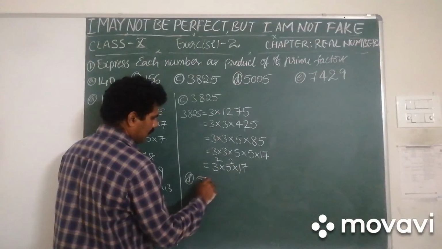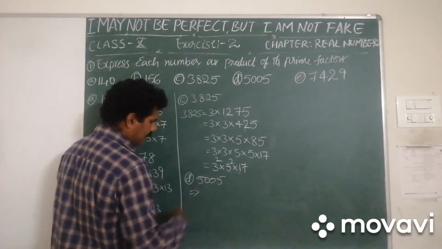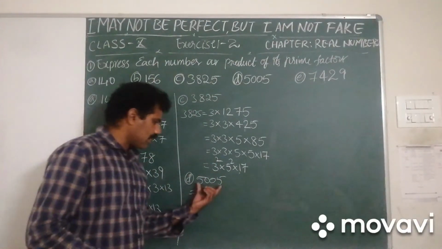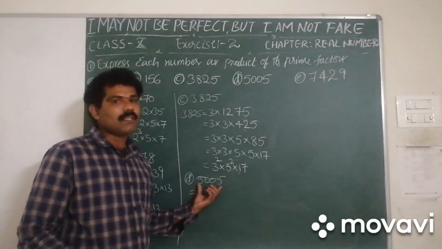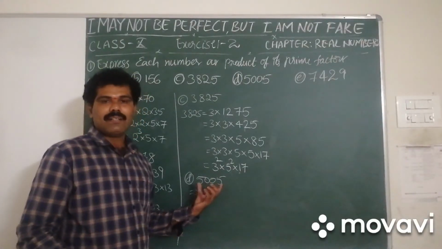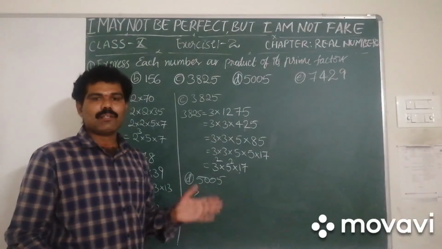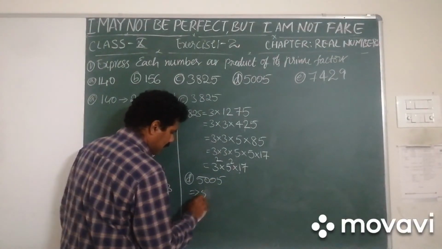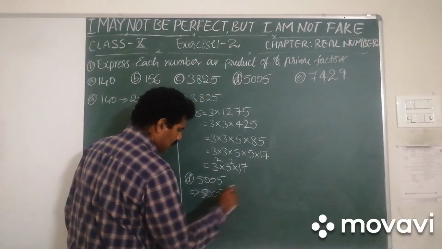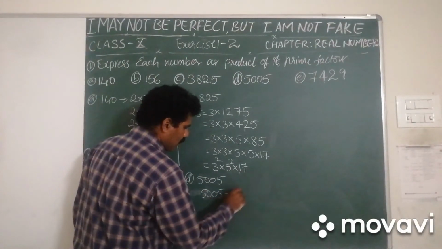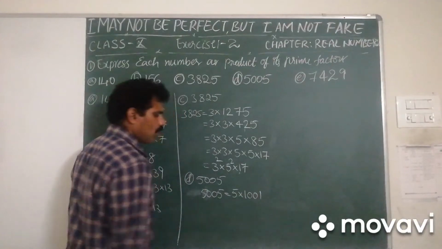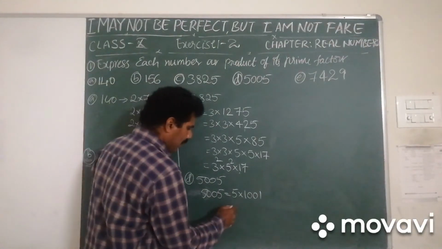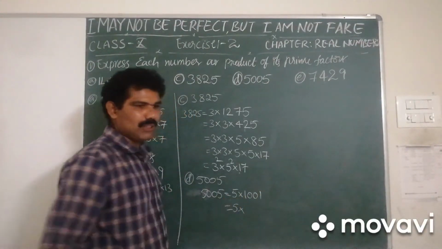That is 5005. See, this can't be divisible by 2, not even 3. Why? Because the sum of the digits is 10, and 10 is not divisible by 3. So we have to go for 5. Yes, so with 5 we can divide. Let me write 5005 is equal to 5 into 1001. Isn't it?